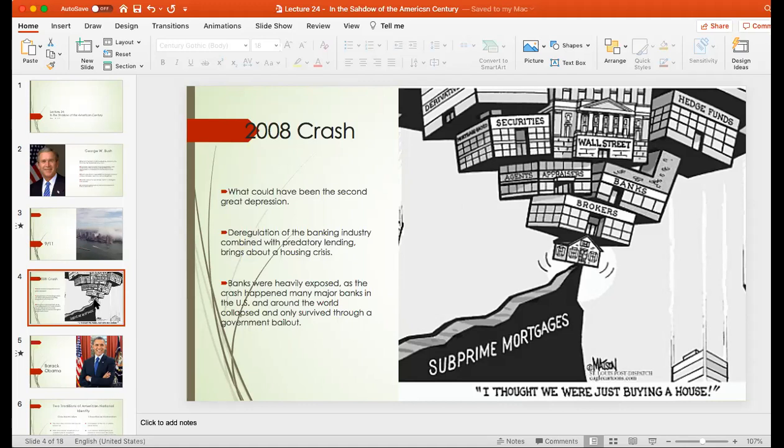Right. So if wages aren't going up, but you still need a lot of people to spend money and buy things to keep the economy afloat, the only way that you can do this without raising wages is basically consumer debt. So without raising wages, there was a problem of consumption.